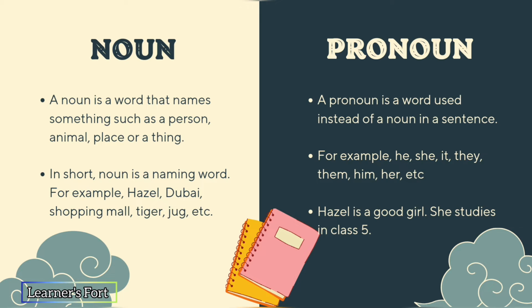So Hazel is a good girl. She studies in class 5. So the word she is used as a pronoun instead of using Hazel again and again in each of the sentences. Okay, so he, she, it, they, them, him, her. Such words are known as pronouns, words that are used instead of a noun in a sentence. Okay, so that's what a pronoun is.